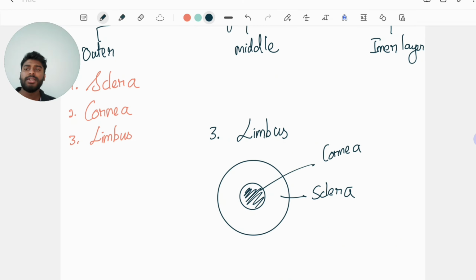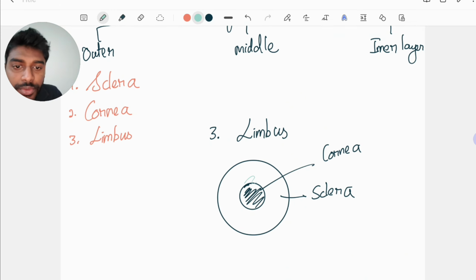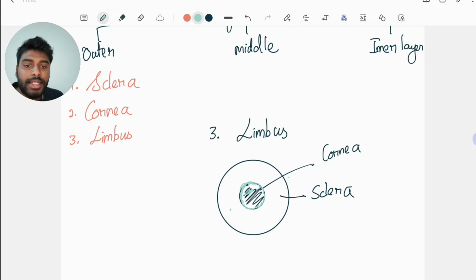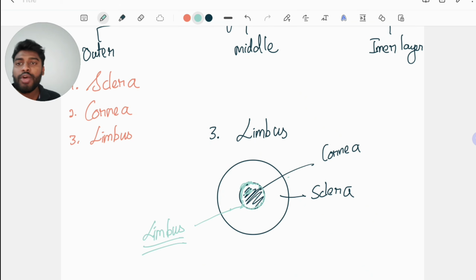So what is the limbus? Let me tell you clearly. This junction, we'll use green color to identify it. This junction between the cornea and the sclera is called the limbus. These are the points you have to remember. The outermost layers are the sclera, cornea, and the limbus.